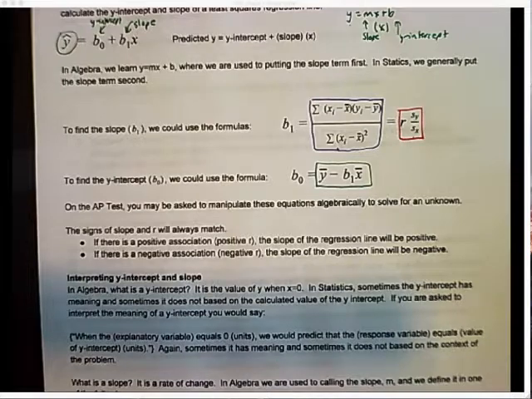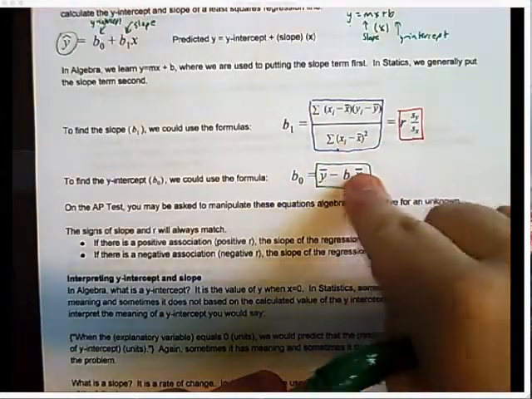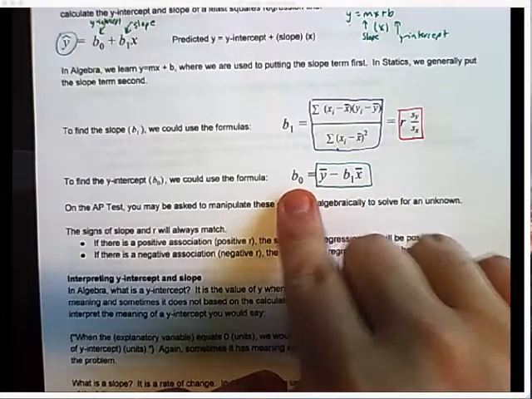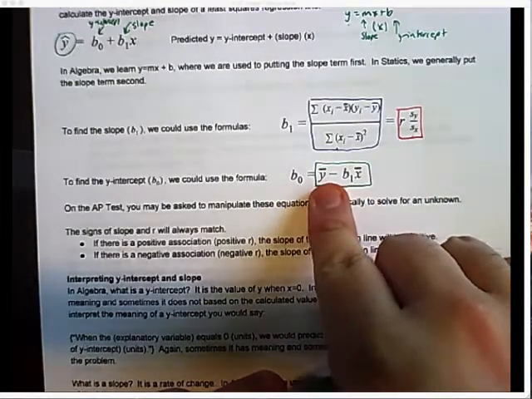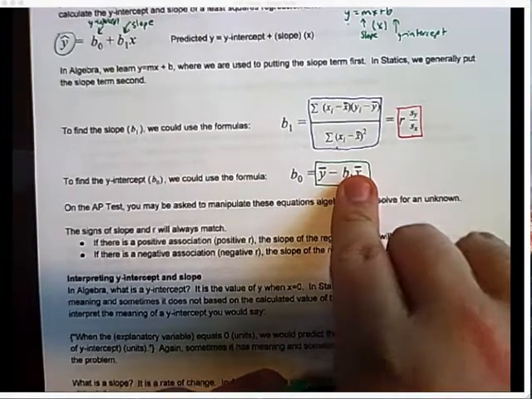What's most likely going to happen on the AP test, if you have questions about these, remember you'll have the formula sheet, so you'll have these formulas with you. They might give you a couple of the numbers, like they might ask you what B0 is, but they would give you Y bar, X bar, and B1.